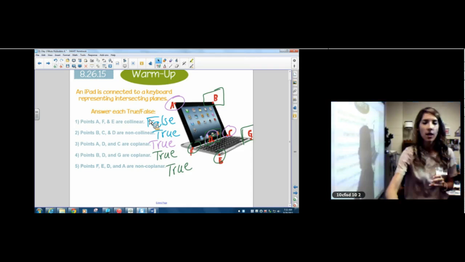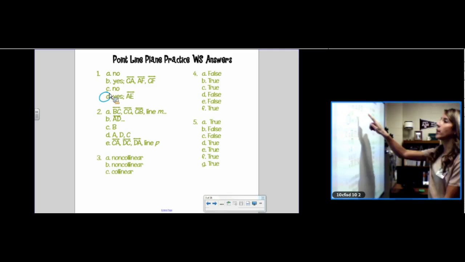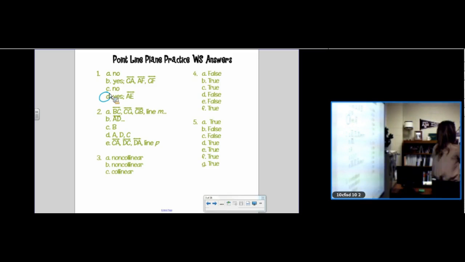All right. I thought we were going to talk about it before. So these are the answers to the point line plane homework. AG for part B. Yep, GA is the same as AG. So notice on number 1, part B, the order doesn't matter because when you're naming a line, you can reverse the order of those letters and it's still the same line.